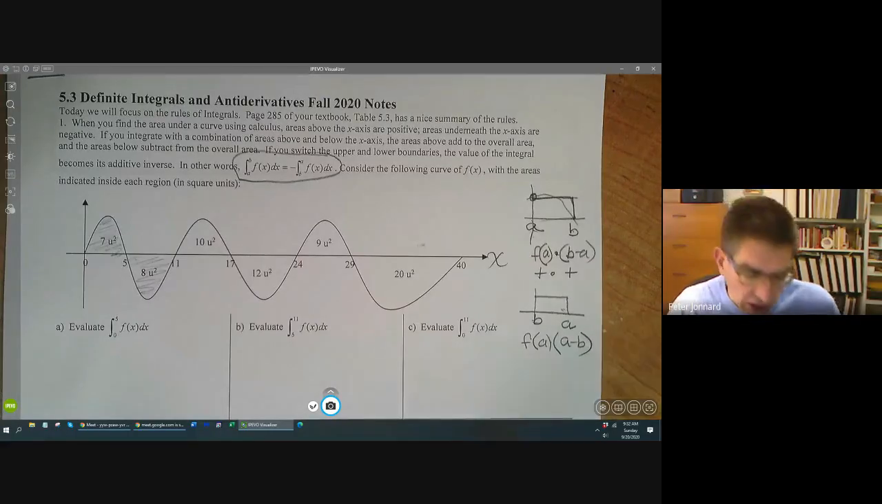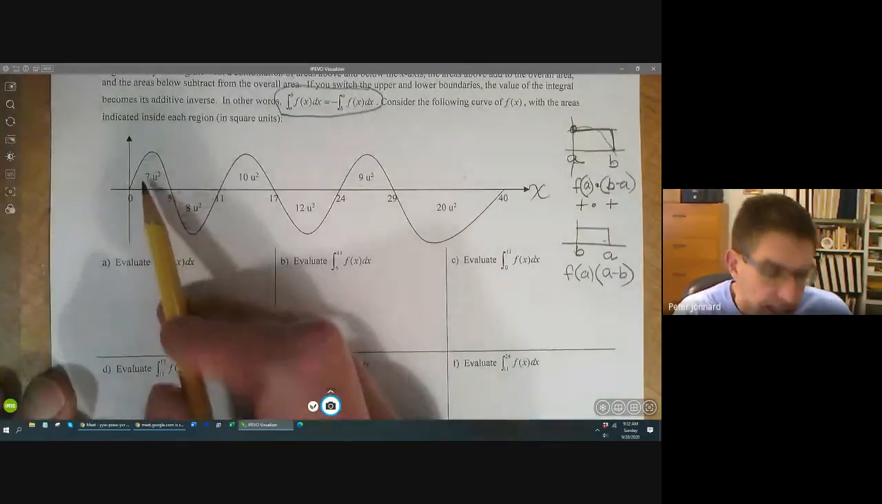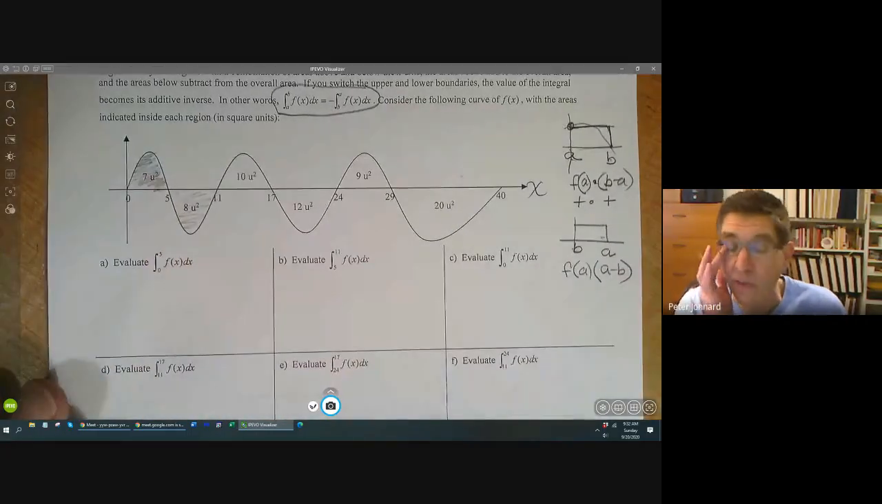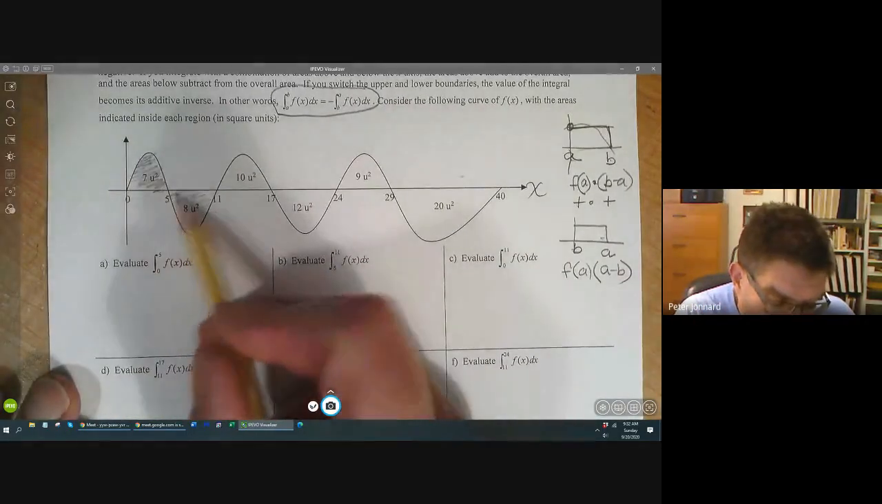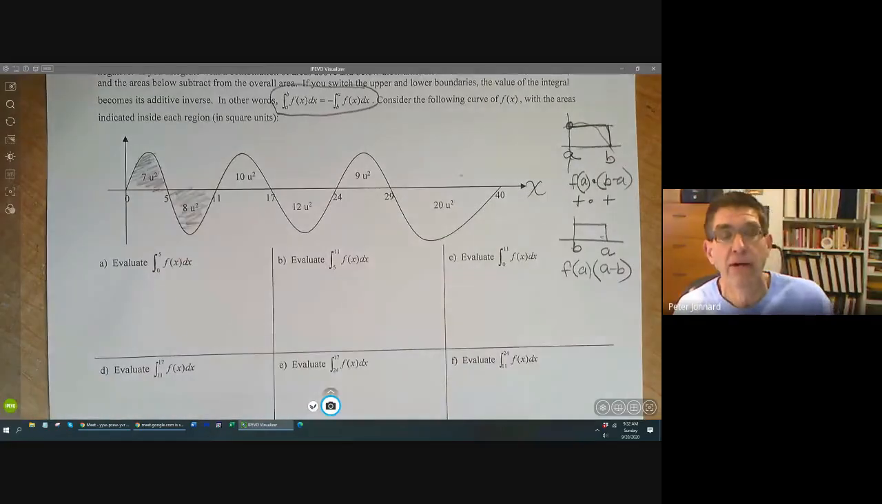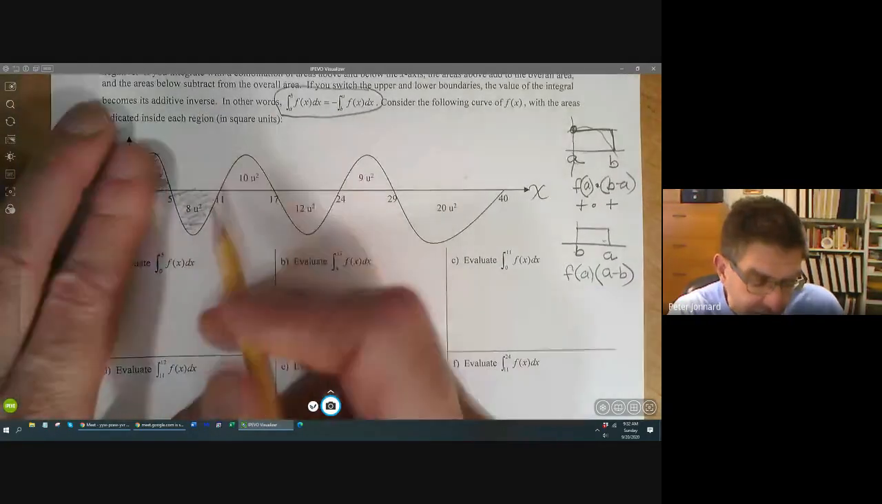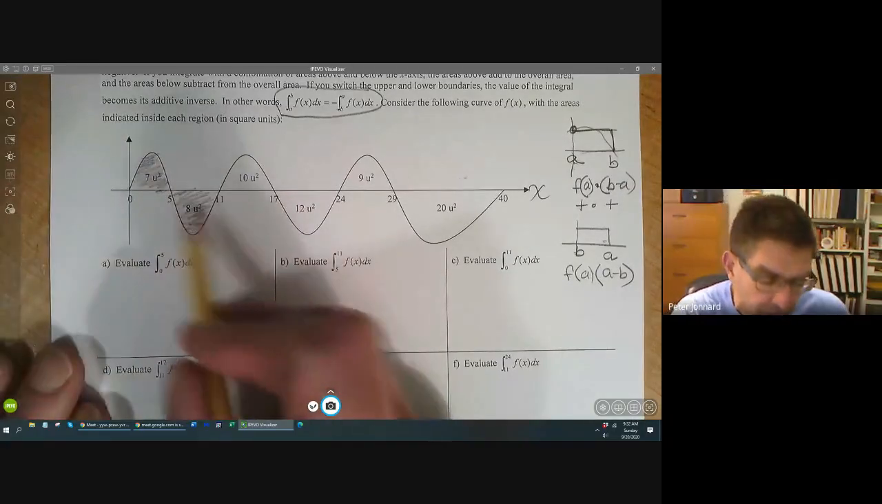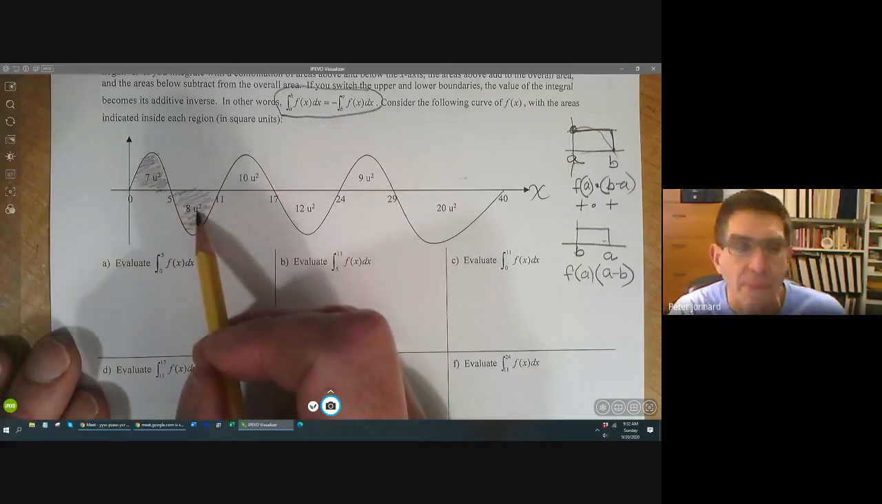Okay, so we have this curve that I made up. And what it's trying to say is the absolute value of this area is 7 square units. The absolute value of this is 8 square units. So I didn't put a negative there. I'm just saying that area, if you did that in geometry, would be 8 square units. And you understand in the context of an integral, that will probably be considered a negative area.